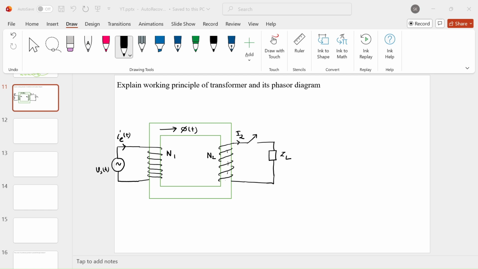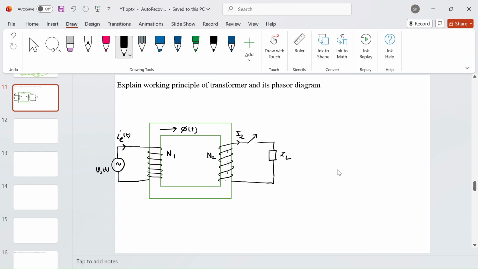Hello everyone. In this video, we are going to see the working principle of a transformer and its phasor diagram. It is a very basic question that can be asked in any interview. There are many resources available on the internet and in books regarding this question, but in this video, I'll quickly summarize the important points that you need to mention during this explanation.